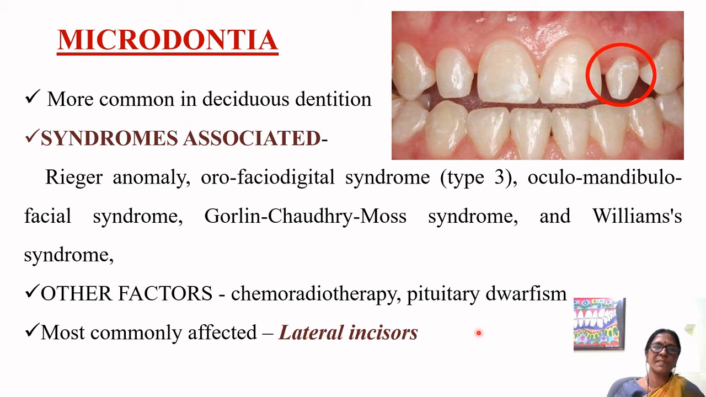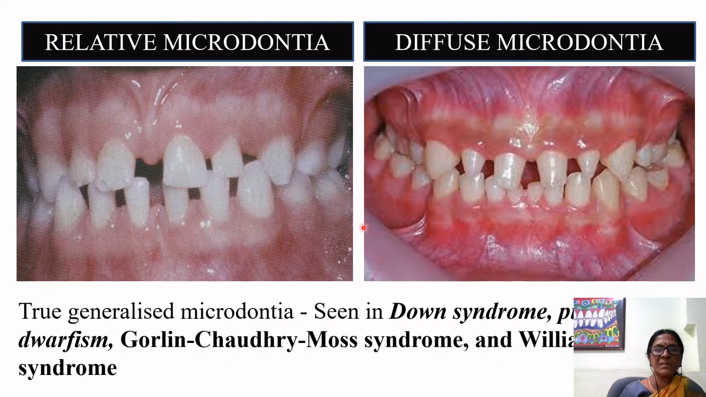Macrodontia is more common in deciduous dentition, and the syndromes associated are Rieger anomaly, orofacial digital syndrome, oculomandibulofacial syndrome, Cohen-Chowdhury-Morse syndrome, and Williams syndrome. Other factors are probably chemotherapy, chemoradiotherapy, and pituitary dwarfism, and most commonly affected are the lateral incisors. This is called relative macrodontia, and this is diffuse macrodontia. In relative macrodontia, the jaw size is large, whereas the teeth may be of normal size but look relatively small.